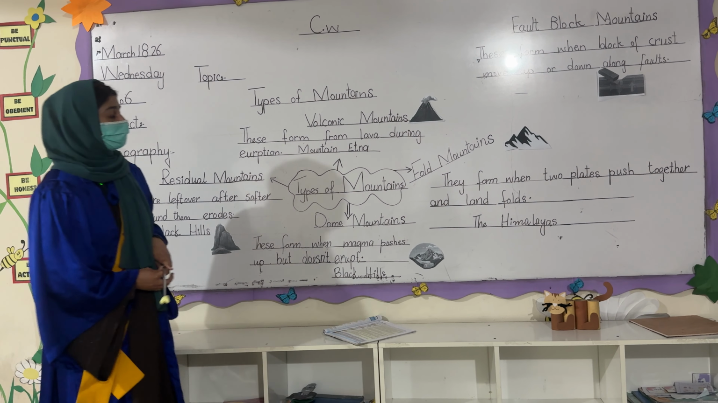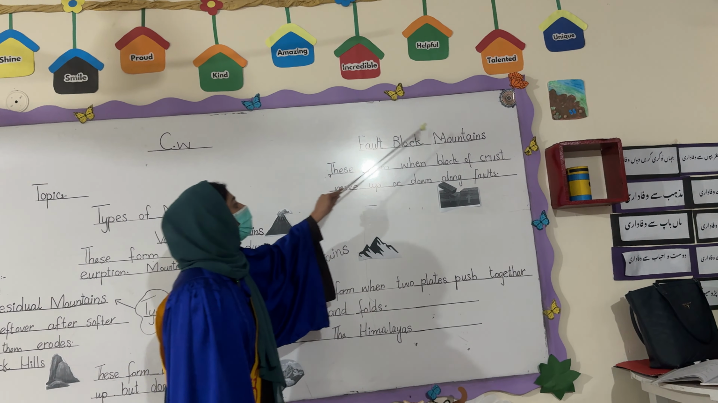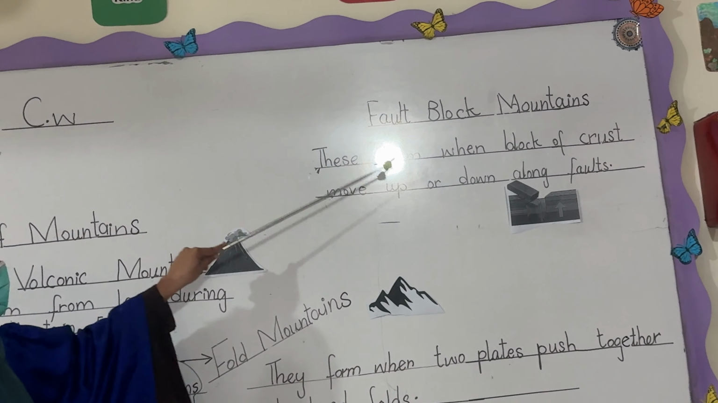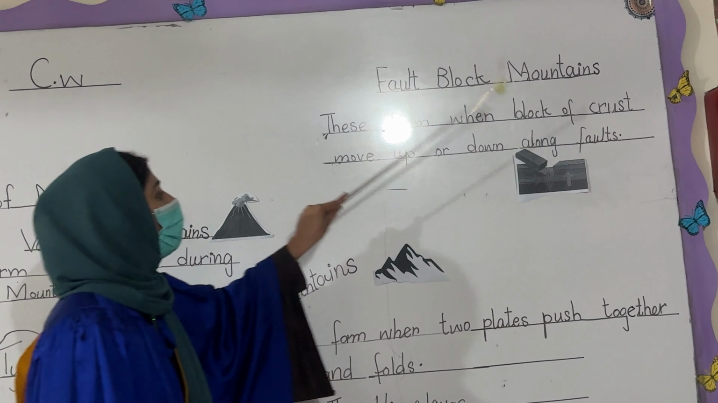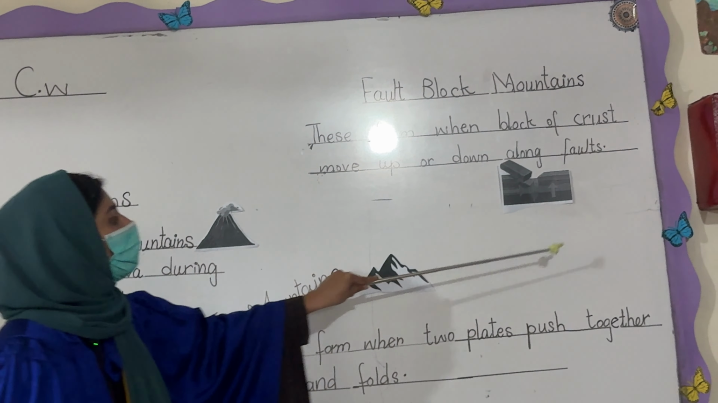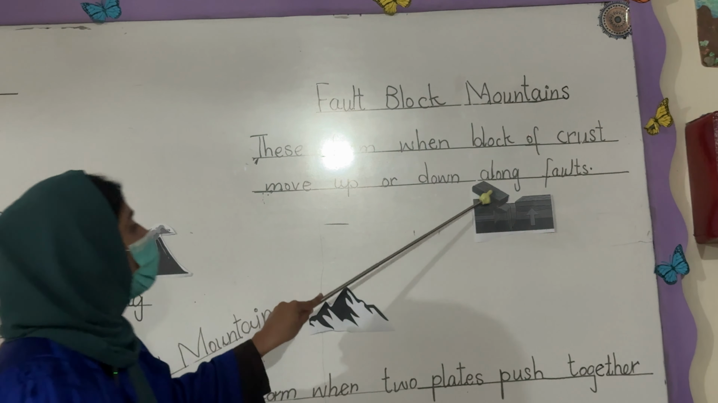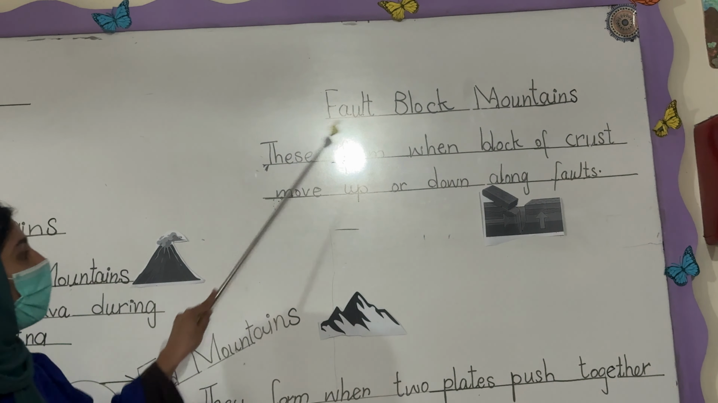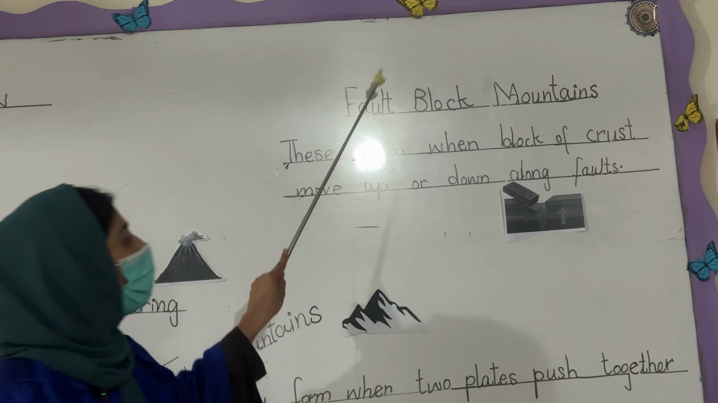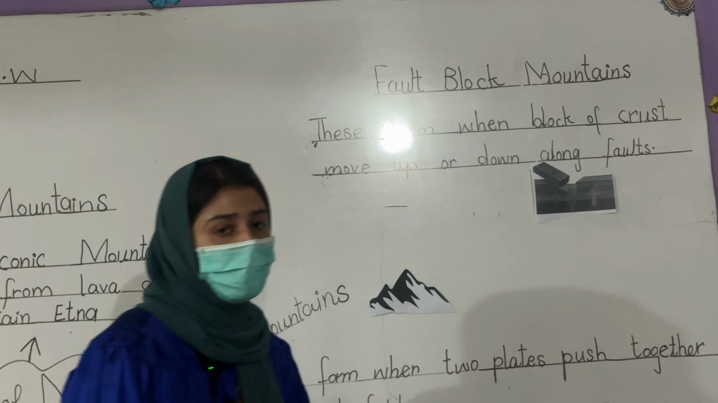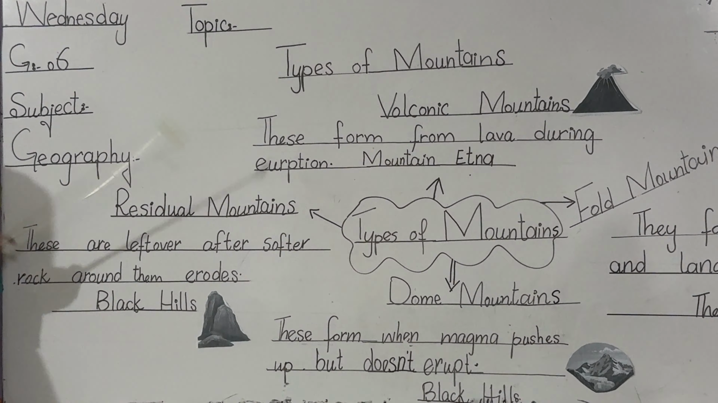Now let's come to the second type of the mountain, fault block mountains. These form when blocks of crust move up or down along faults. You can see in the picture, here is the picture of fault block mountains. Here is the crust, and when this crust moves up and down along faults, then the fault block mountains are formed.